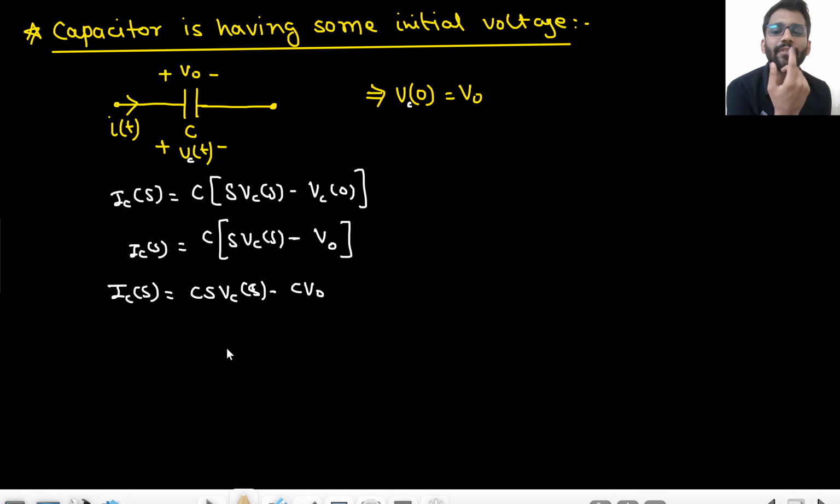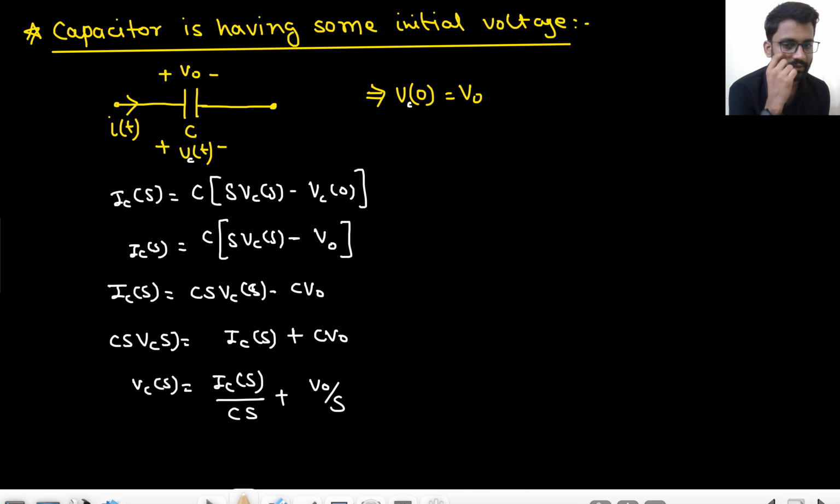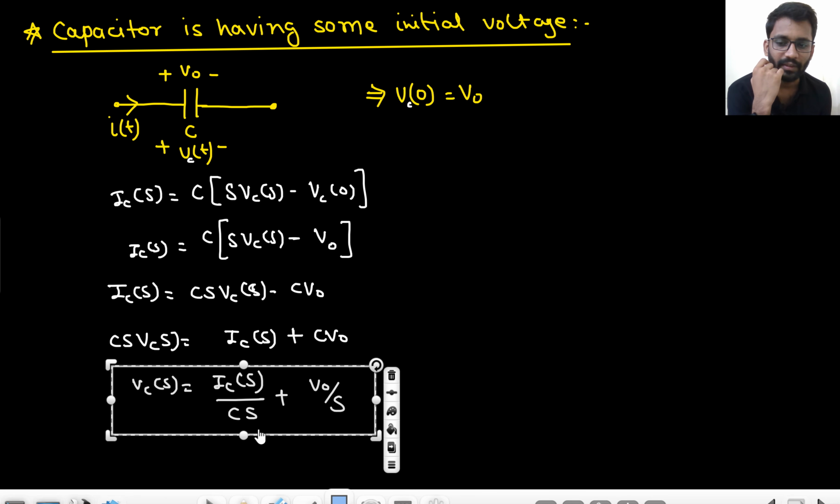Okay, now I need to find VC of S upon IC of S, right? I just need to find the value of VC of S. So I am writing CS VC of S equals IC of S plus CV naught. Is that fine? It is fine. So VC of S equals IC of S upon CS plus V naught by S, right? So this is the final formula.